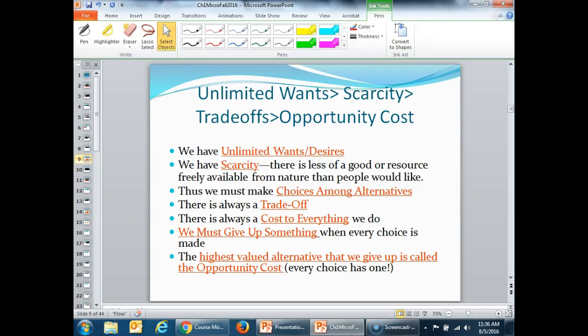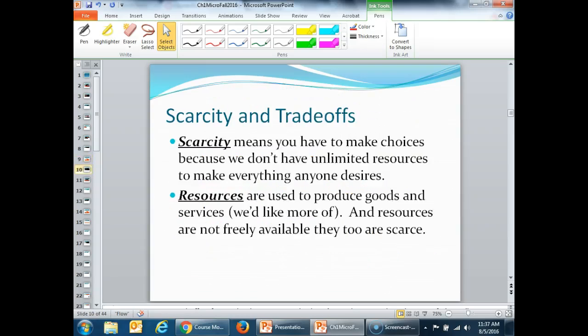We have unlimited wants, therefore we have scarcity. We have scarcity, therefore we have to trade off. If we're going to choose one thing, we have to give up something else. What we give up, our highest valued alternative that we give up, that's called opportunity cost. And again, this is a brand new word that nobody else uses except economists. So scarcity means you have to make choices, because we don't have unlimited resources to make everything.